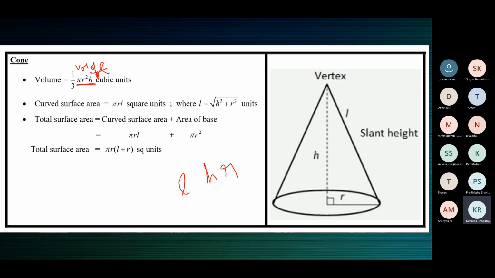Curved surface area is this area. All this is the curved surface area. This is the area of the circle below. It's not an oval. It's a circle. If you lift and see, it's a circle.